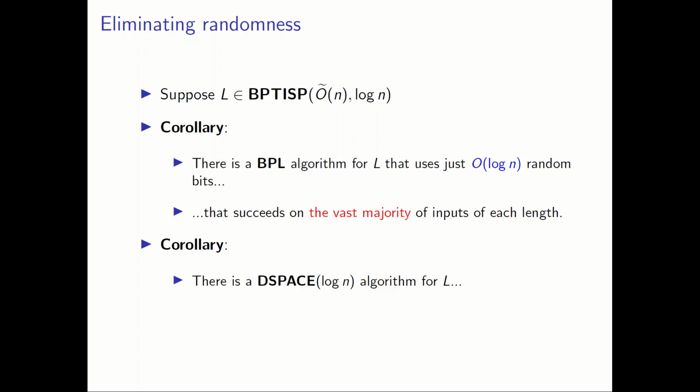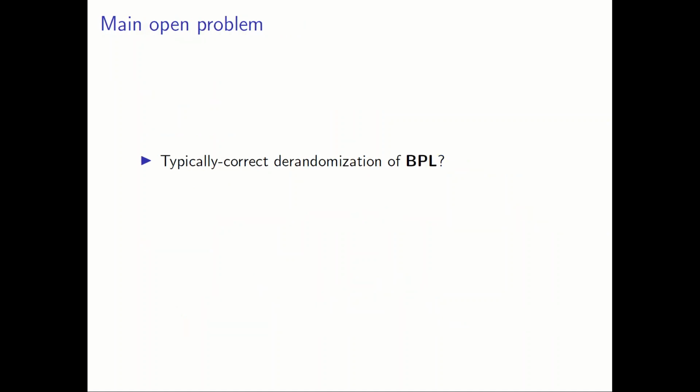That gives us a deterministic algorithm just by cycling over all seeds to the Nisan-Zuckerman generator. And so the only open question I want to ask is, we should be able to get rid of this quasi-linear time assumption. I want typically correct de-randomization for all randomized log space algorithms.